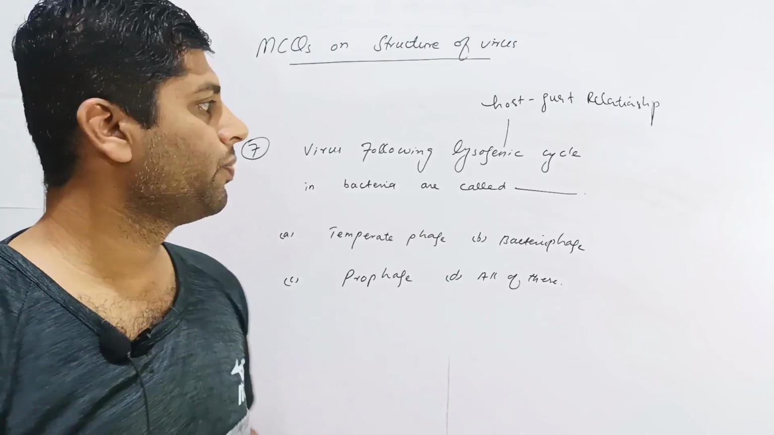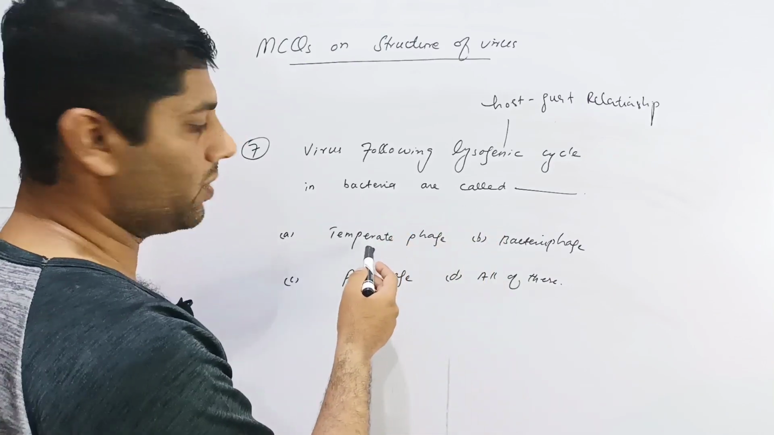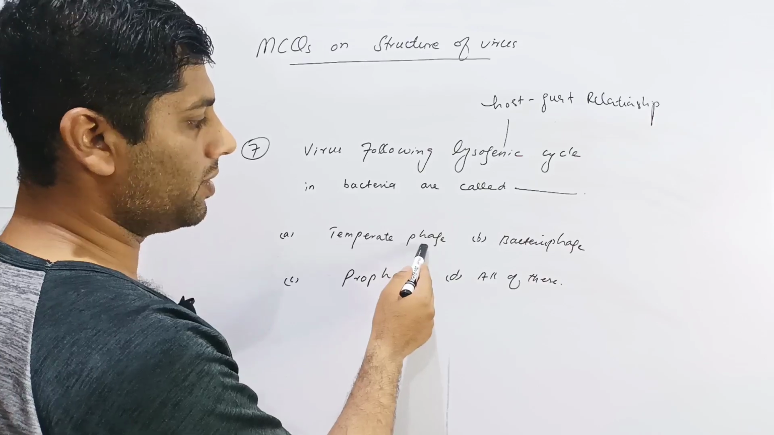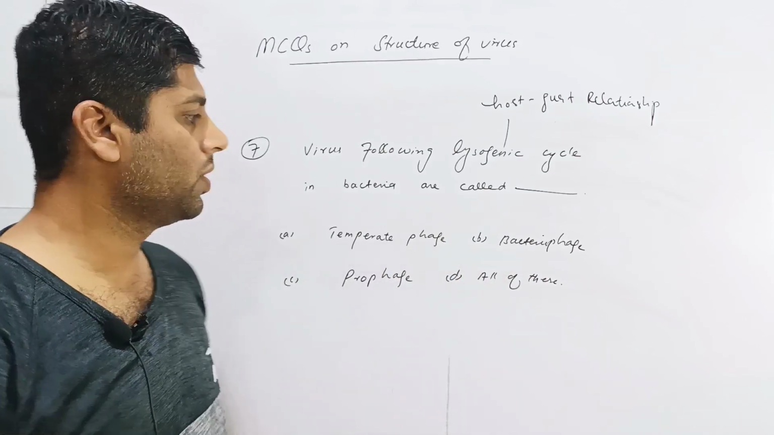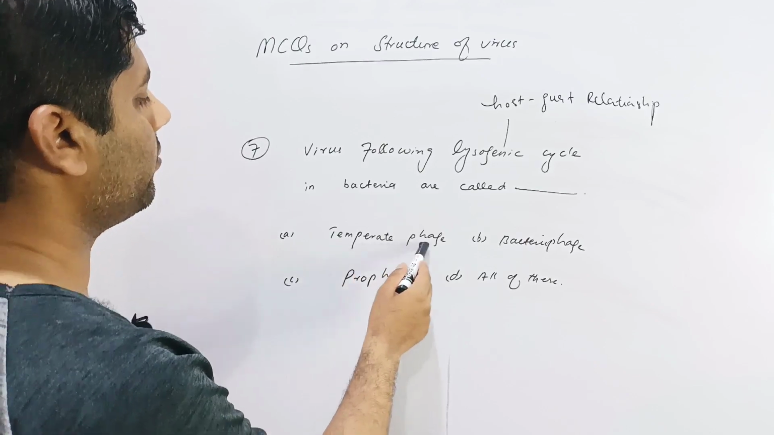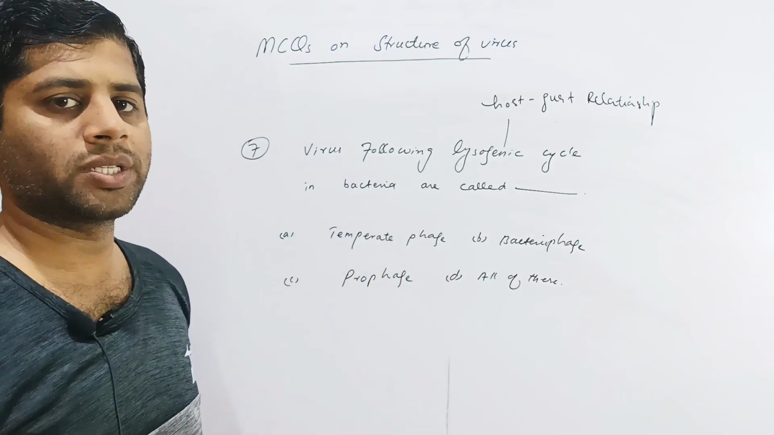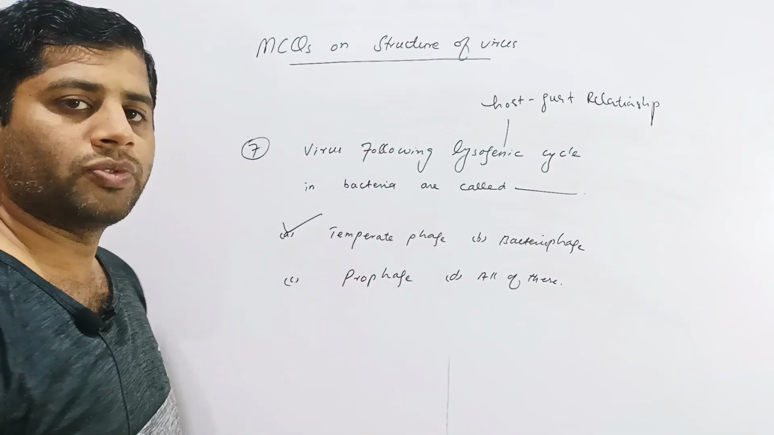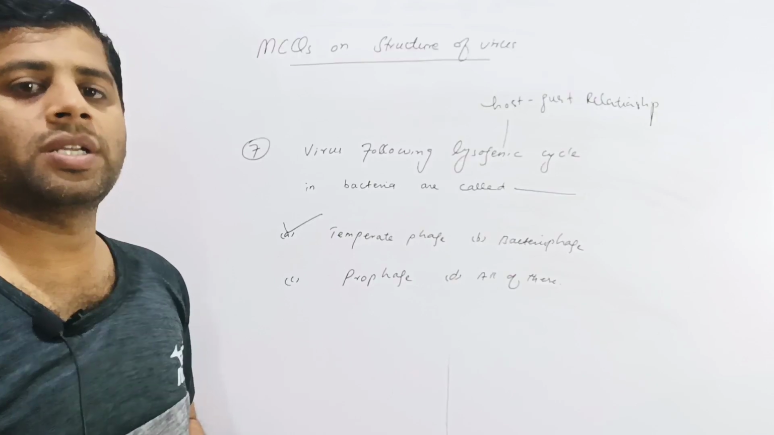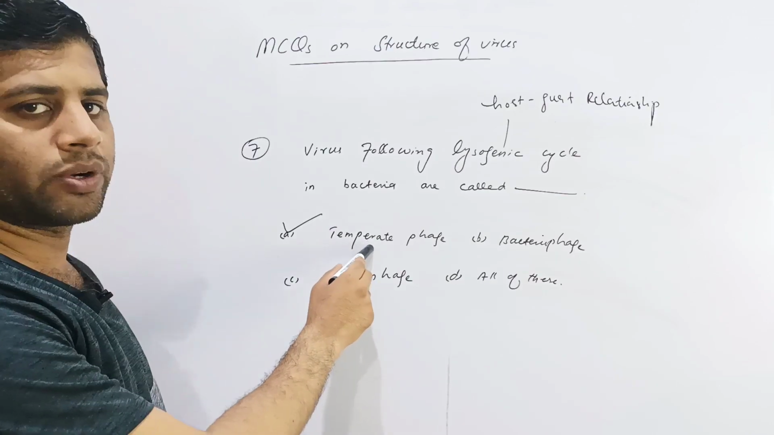So in the case of the lysogenic cycle, the options given are temperate phage, bacteriophage, prophage, or all of these. The first option, temperate phage, is the synonym of the bacteriophage which undergoes the lysogenic cycle. So this is the correct option. The bacteriophage which undergoes the lysogenic cycle is also called a temperate phage.